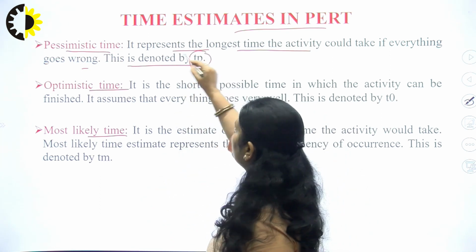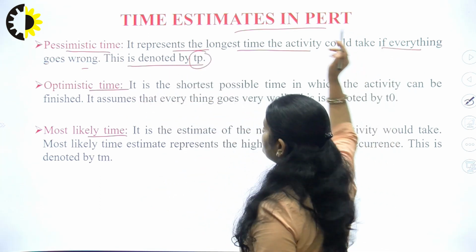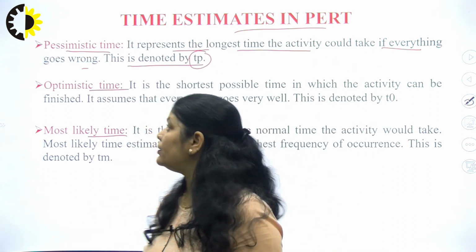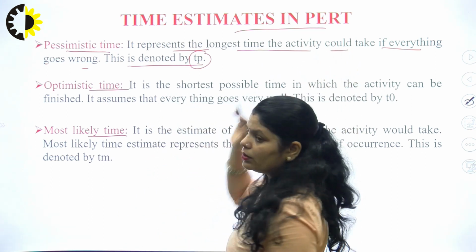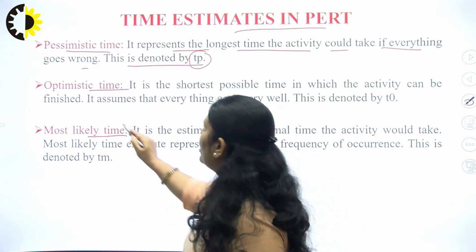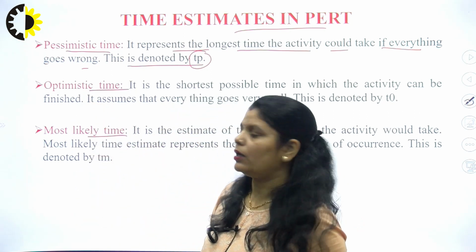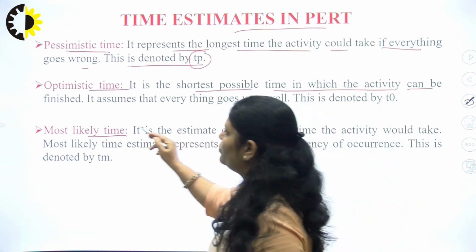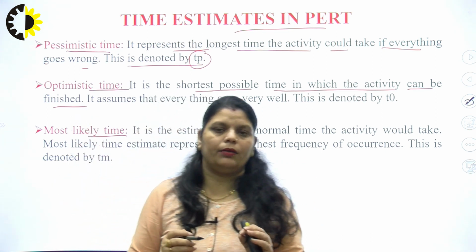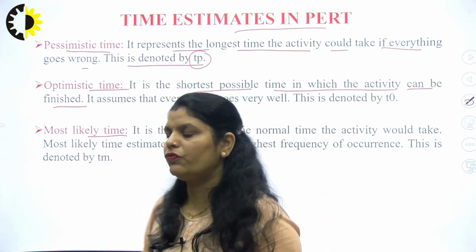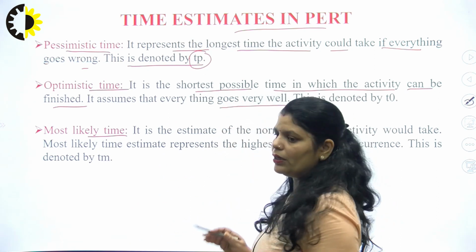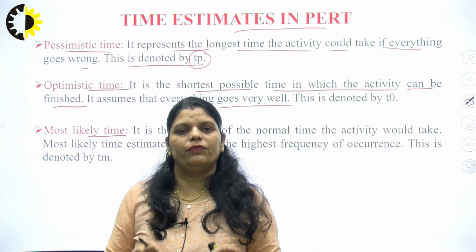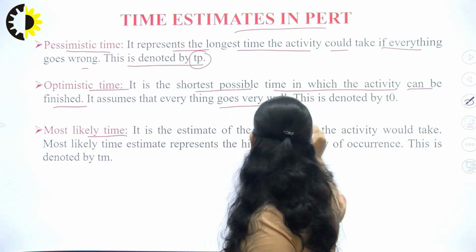TP is pessimistic time. If everything goes wrong, meaning the material or the resources are not available when required, then the activity can take a larger time. Now the second one is the optimistic time. Optimistic is the shortest possible time in which the activity can be finished. It will be the minimum time if everything goes very well, meaning the resources or the material are available when required, and it is denoted by TO.